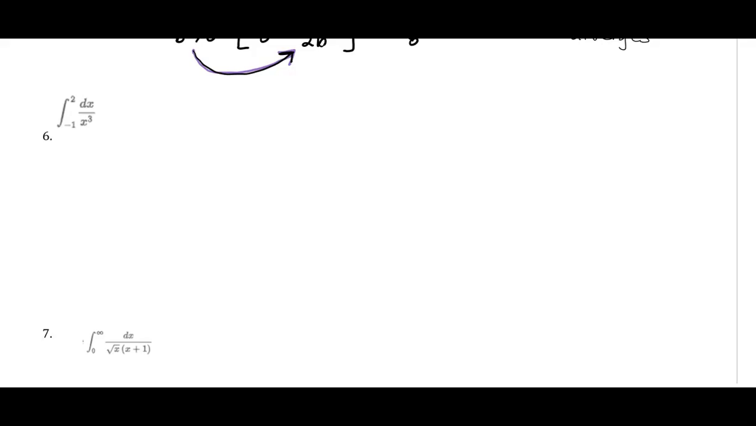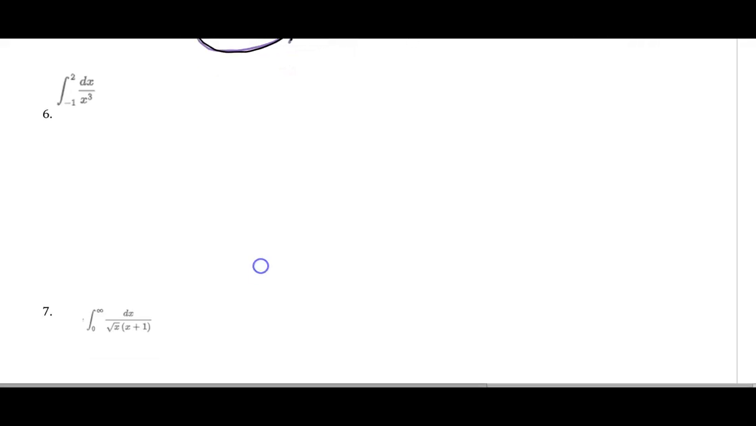When we look at example 6, first we have to consider why this integral is improper. And it is improper because this function does have a vertical asymptote at x is equal to 0, which is between -1 and 2. I'm going to move this up a little bit.